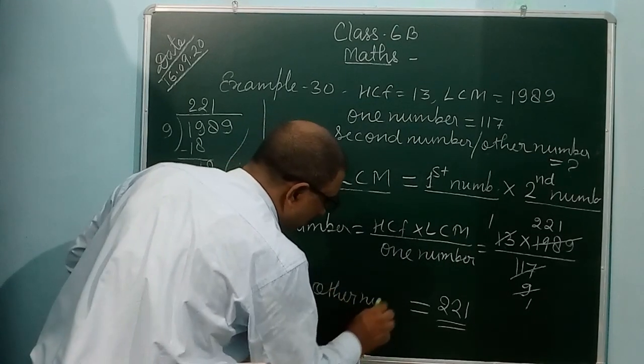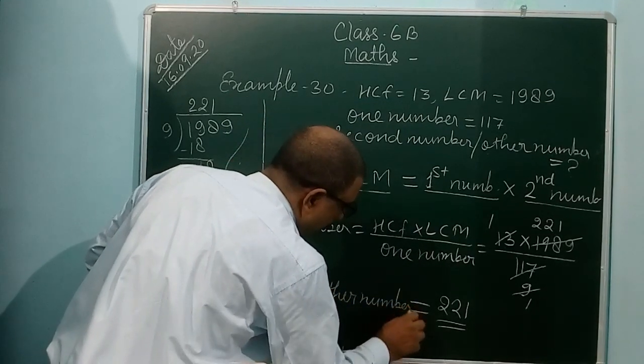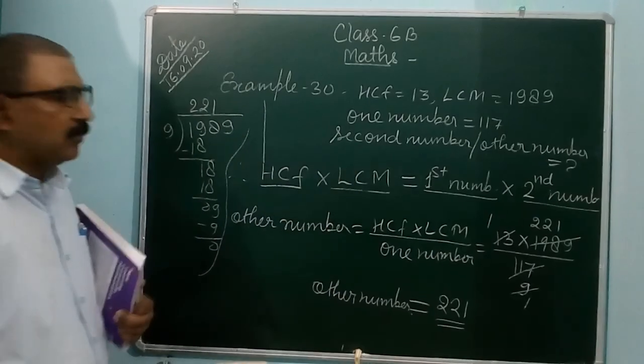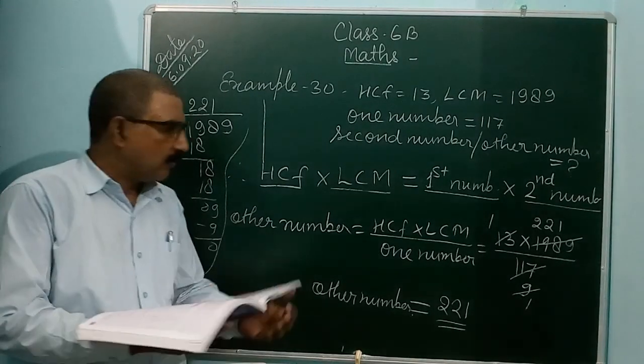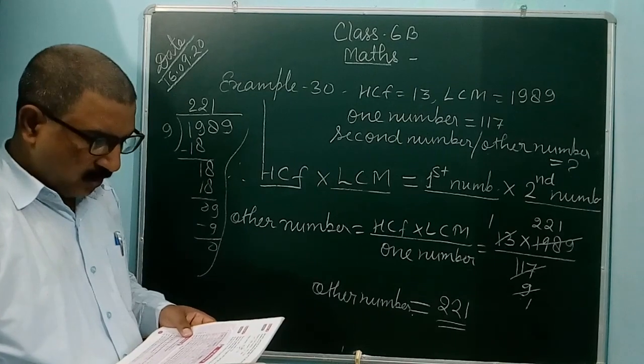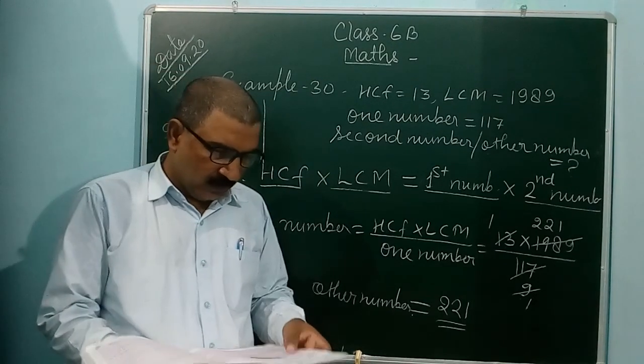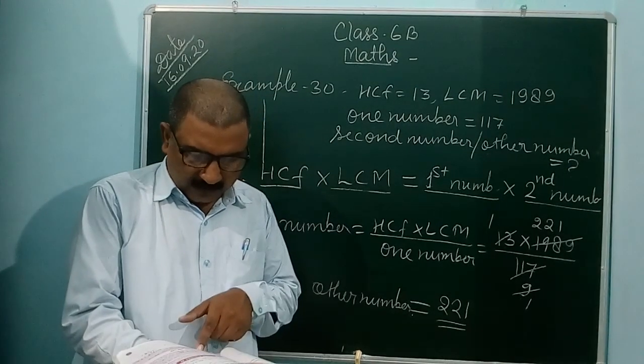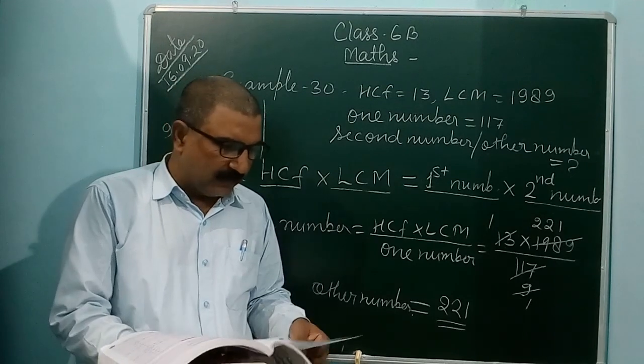Other number will be 221. So this way you can solve this example. So today you see the relation and you solve the examples only.